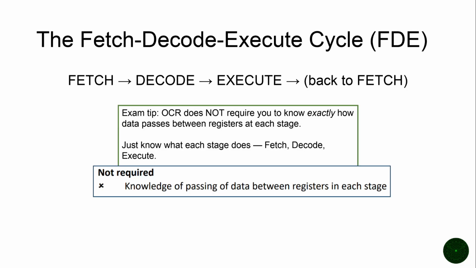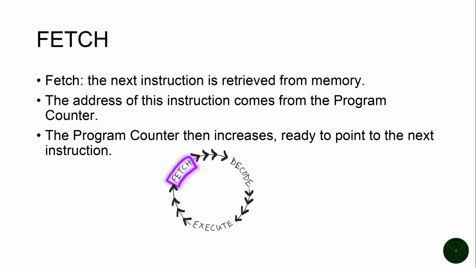This is the FDE cycle that repeats over and over while the computer is switched on. Let's see what happens at each stage. In the fetch stage, the next instruction is fetched or retrieved from memory. The CPU knows where to find it because the PC holds the address of that instruction. Once fetched, the PC is incremented, or increases, so it's ready to point to whatever instruction comes next.